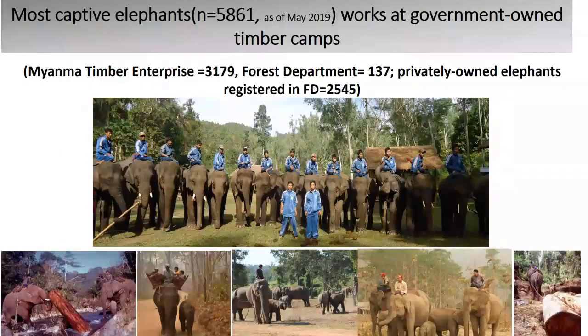Most of these, 60% of the global captive Asian elephant population, is in Myanmar, and most of them work in timber camps. Myanmar is the country that extensively uses Asian elephant draught power in logging operations. The department that extensively uses logging elephants is an enterprise called Myanmar Timber Enterprise, which is under the charge of the Ministry of Forestry. There is another sister department called the Forest Department. They have a little over 100 elephants, while Myanmar Timber Enterprise has 3,000 plus elephants, mainly for logging.